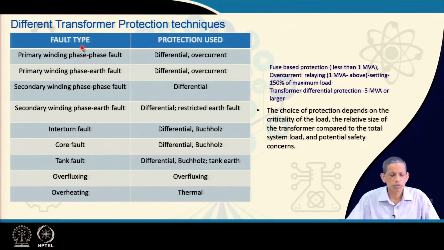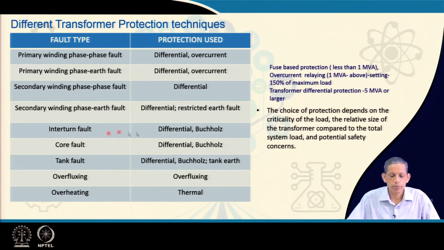Now, to further simplify, the types of fault and the corresponding protection used from the electrical perspective are as follows. Faults in the primary winding: differential and overcurrent, even a fuse may be preferred. Primary winding phase to earth fault: differential and overcurrent. Secondary winding fault: differential also can be there. Secondary phase to earth fault: restricted earth fault. We will address those things in our later discussion.